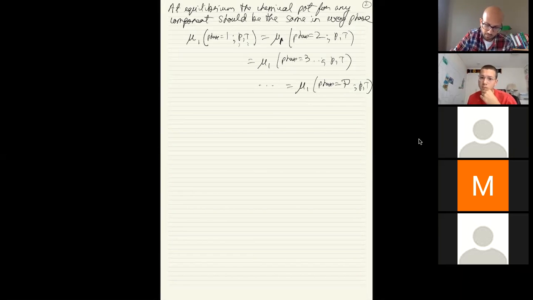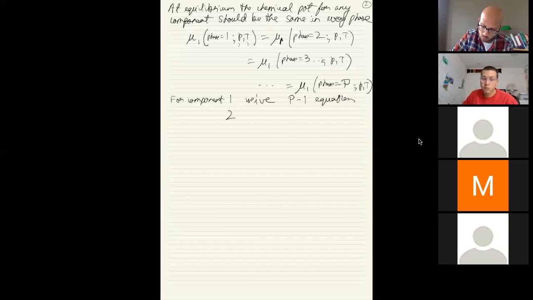So what did we get for component 1? How many equations did we get over here? This first one is equation number 1 that connects 1 to 2. The second one that connects 2 to 3 is equation number 2. 3 to 4 is equation number 3. Therefore, P minus 1 to P is equation number P minus 1. We have P minus 1 equations, right?